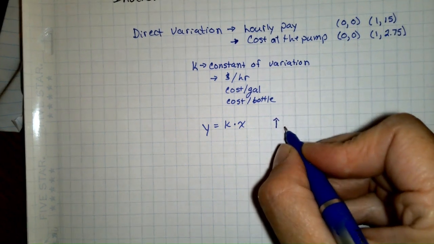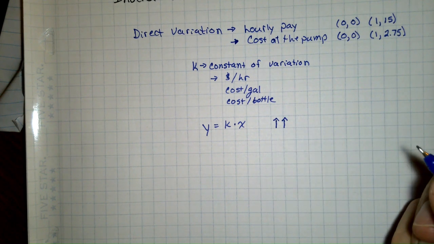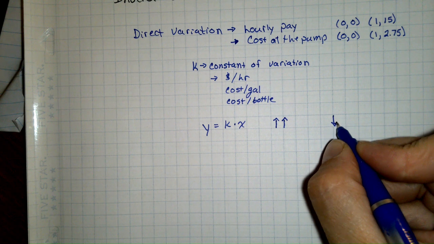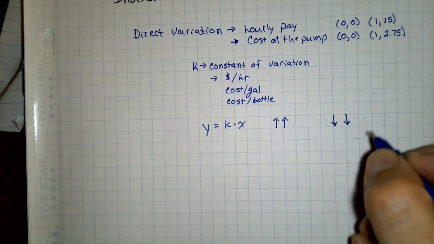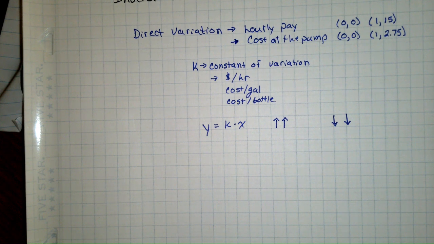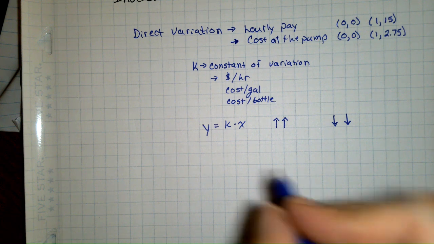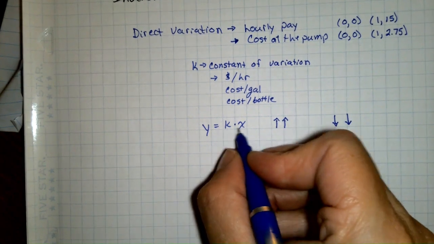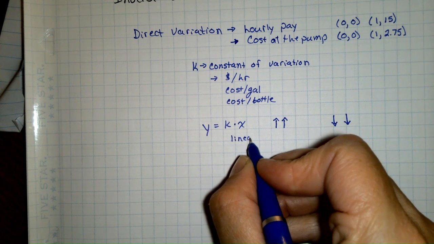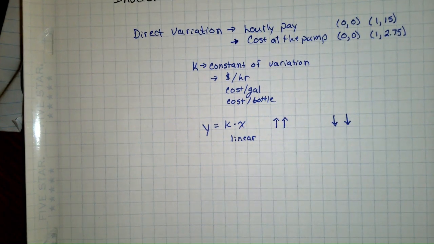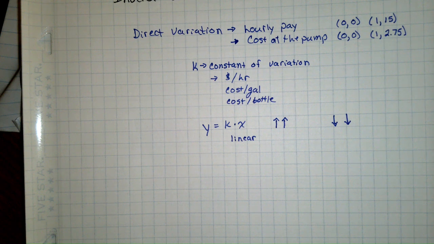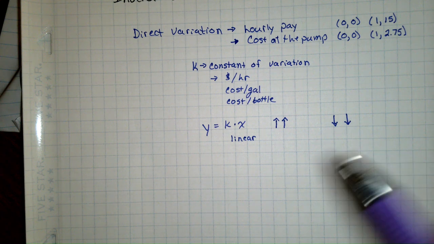As your independent variable goes up, your dependent variable also goes up. If your independent variable were to go down, your dependent variable would also go down. So keep that in mind, with direct variation they go together, okay? If you were to graph them, they graph as a line, because this is linear. But our focus today is not on direct variation, it's on inverse variation and the reciprocal function. So if direct variation is one goes up, the other goes up, then what is inverse variation?